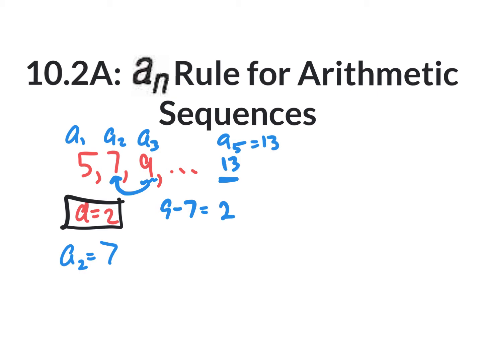What if I asked you for a sub 50? We need a shortcut, right? I mean, it's pretty easy to go with the calculator. 5 plus 2 is 7, plus 2 is 9, plus 2, plus 2. But if you kept doing that with the calculator, you'd have to do it 50 times to get to the 50th number. So we're going to have a shortcut.